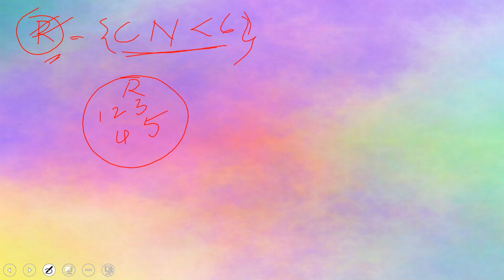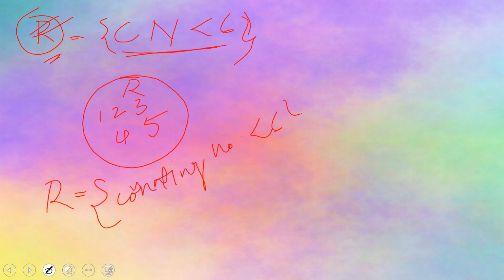So this is how Venn diagrams are represented. And how do we notate this? What is the notation? Counting numbers less than 6. This is how we notate the Venn diagram. I hope you guys are clear with Venn diagrams.